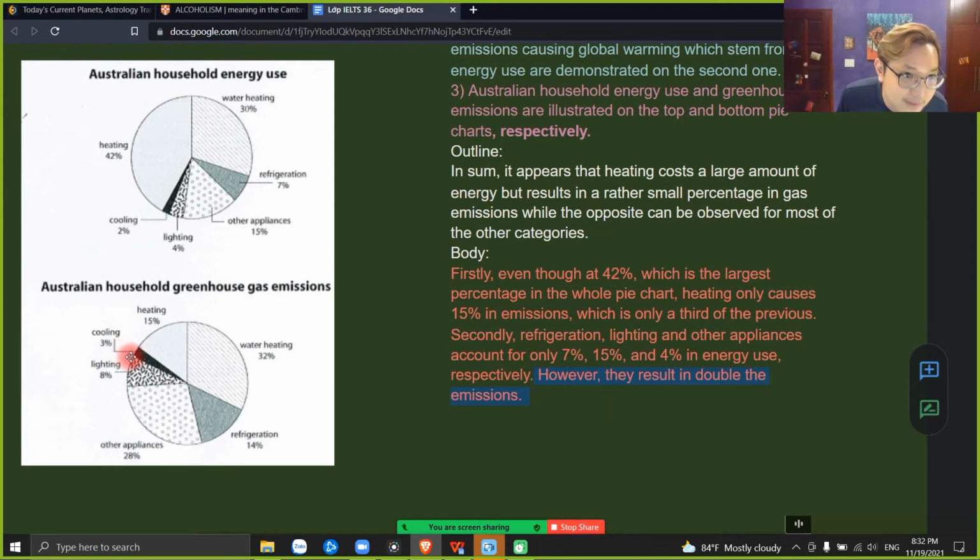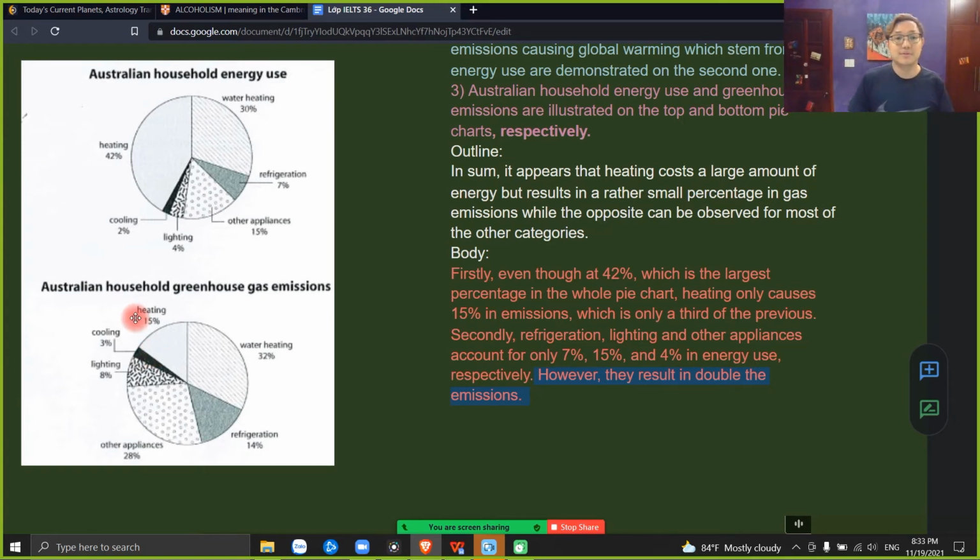Alright, we can mention cooling. Cooling goes from 2% to 3%, so it's like a 1.5 times increase, isn't it? Is it worth mentioning that cooling is 2% to 3%? It's not, right? However, if you feel like it's something you want to say, then say it. I wouldn't. Now, so 46, 42.